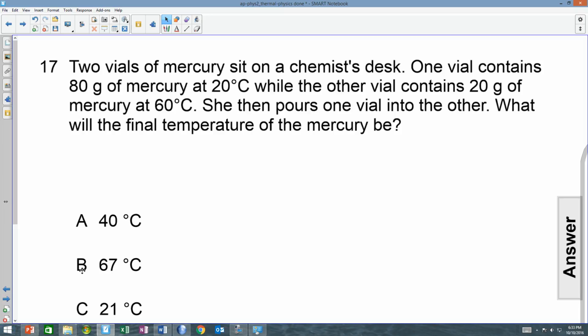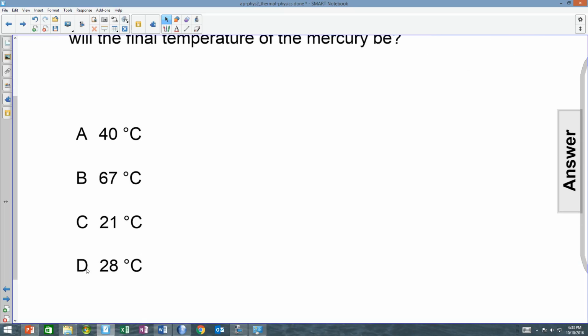Two vials of mercury sit on the chemist's desk. One vial contains 80 grams of mercury at 20 degrees Celsius, while the other vial contains 20 grams of mercury at 60 degrees Celsius. She then pours one vial into the other. What is the final temperature of the mercury? Go ahead and pause the video now and solve for the answer.